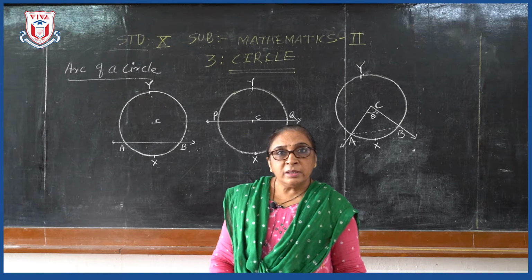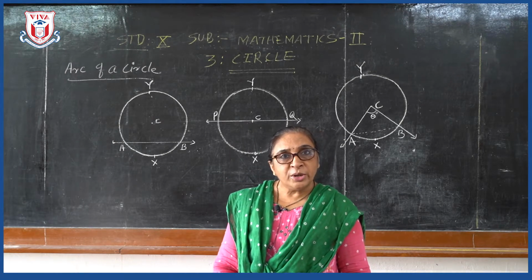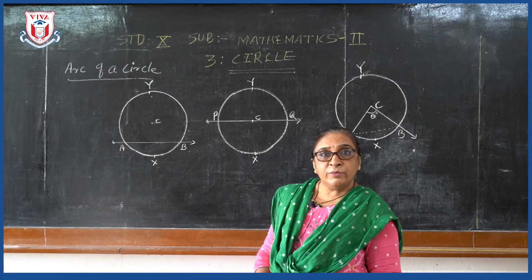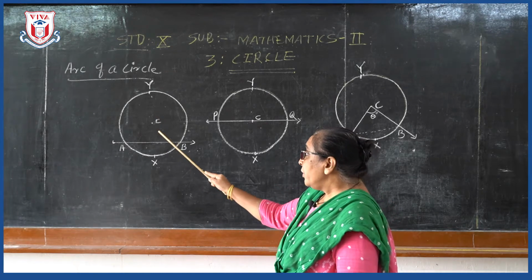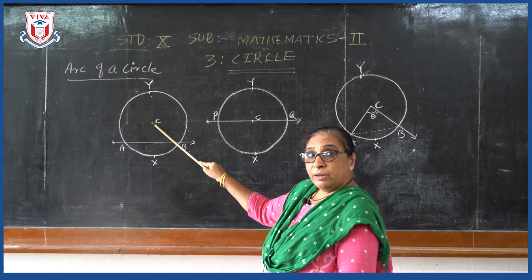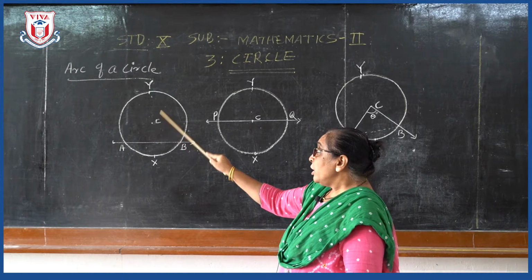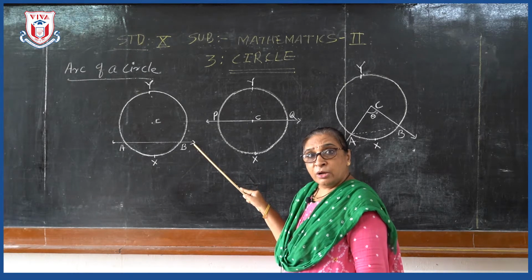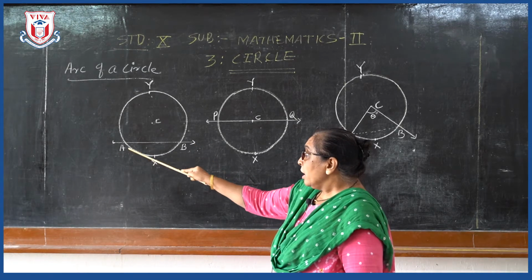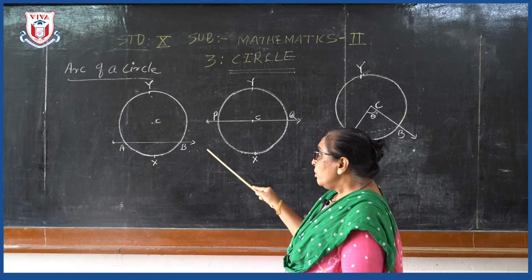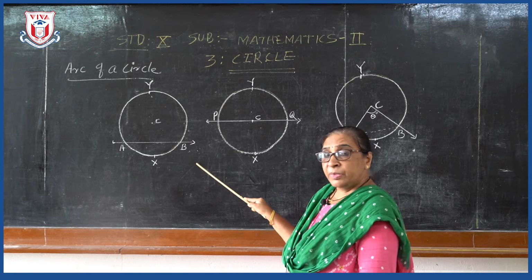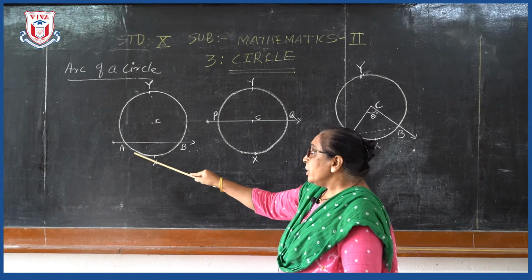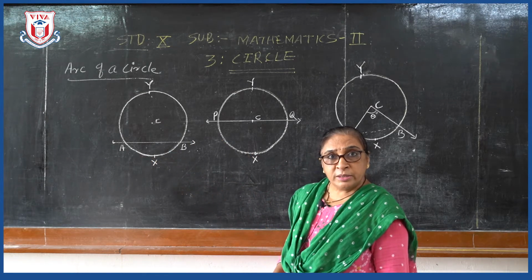Now we'll see the next topic of this circle chapter, that is arc of a circle. Now what do you mean by arc of a circle? Just observe the figure. See here, C is the center of the circle. Now AB is any chord or secant, we can say. There is a line which is passing through 2 points A and B, and because of this line AB, the circular margin is divided into 2 parts.